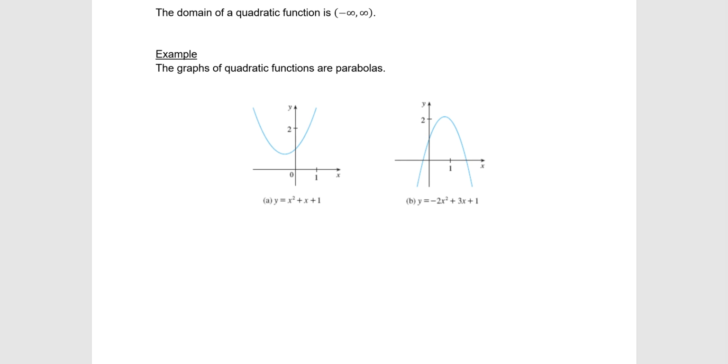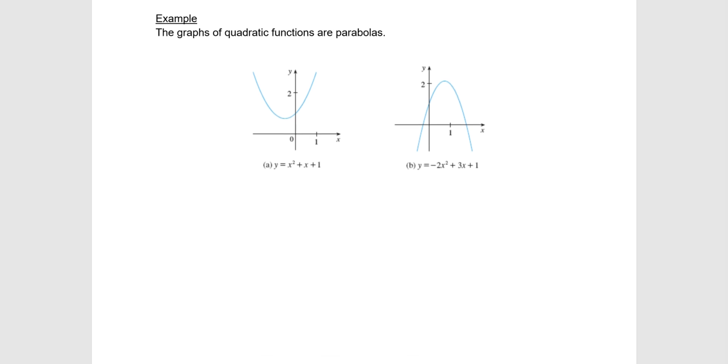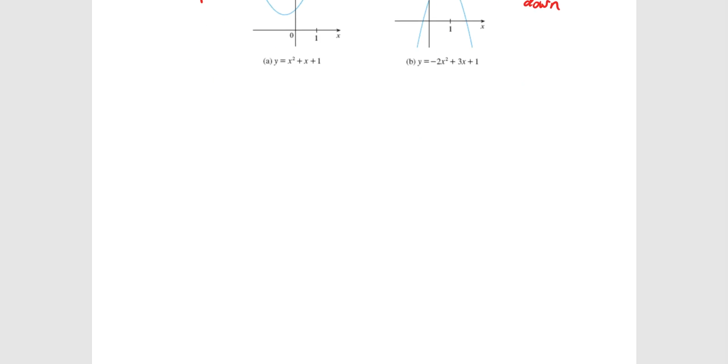And here are some examples. We generalize them in two categories, if they're opening up or opening down. The one on the left is opening up, and what we're going to be calling that in calculus is concavity. We would say that's concave up. And we see the one on the right is opening down, and that's what we call concave down. Okay, so that is concavity, and those are the two basic kinds of quadratic functions.